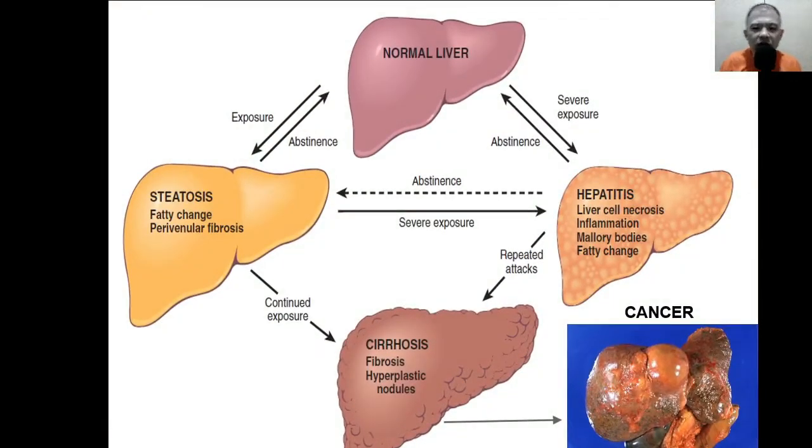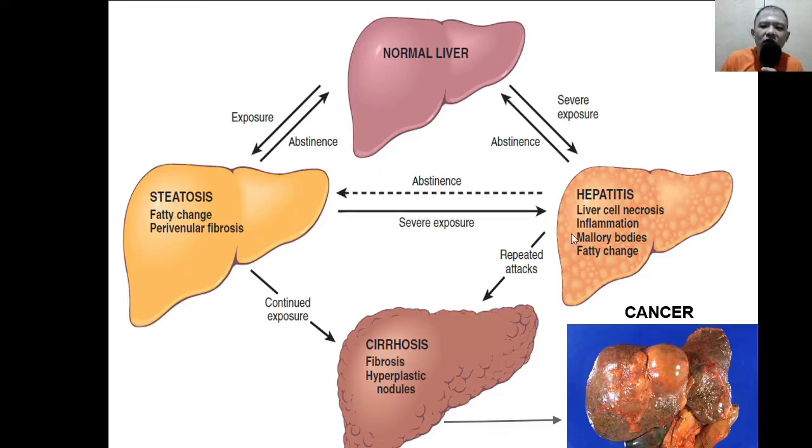So this is a very important picture. This is what I said before. It's the picture that summarizes everything that we need to know in this chapter. So you have the normal liver, and when you have mild exposure to injury, the liver becomes fatty. Okay, what we call steatosis.